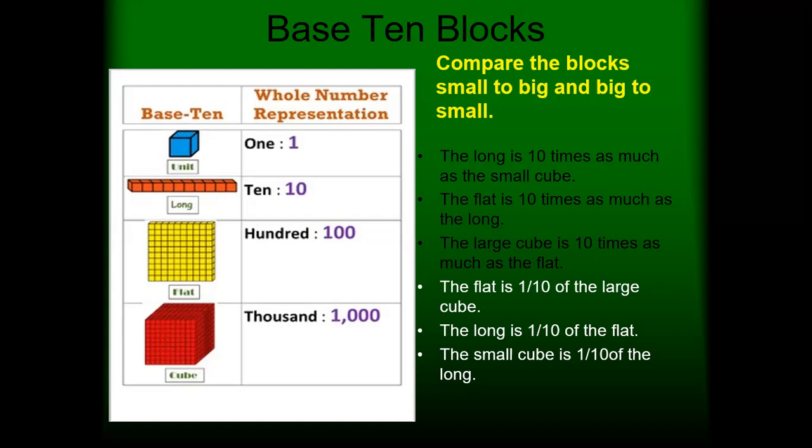Now, when you're comparing from big to small, for example, when you're comparing the thousands to 100, you can say the flat is 1/10 of the large cube, because 100 is 1/10 of 1,000. Then the long, or the 10, is 1/10 of the flat or 100. And the small 1 is 1/10 of a 10. Or you can say the flat is 1/10 of the large cube, the long is 1/10 of the flat, and the small cube is 1/10 of the long. So you will be asked to compare the place value positions of a digit in two numbers. You can remember the base 10 blocks and the relationship.